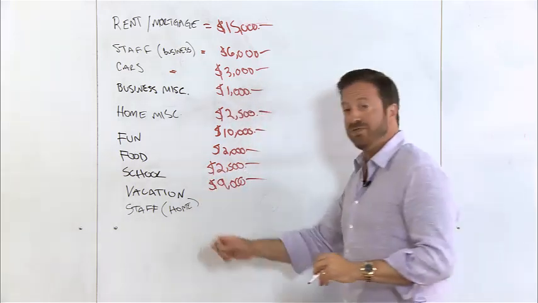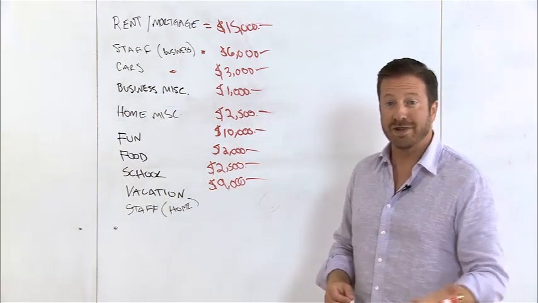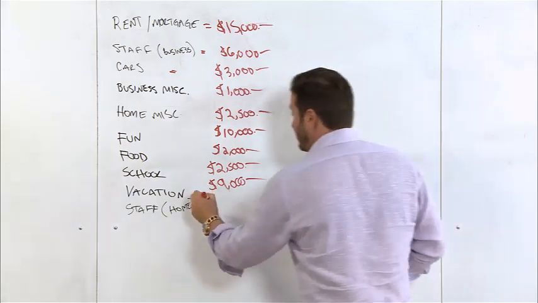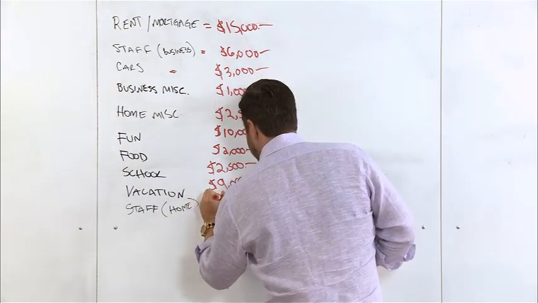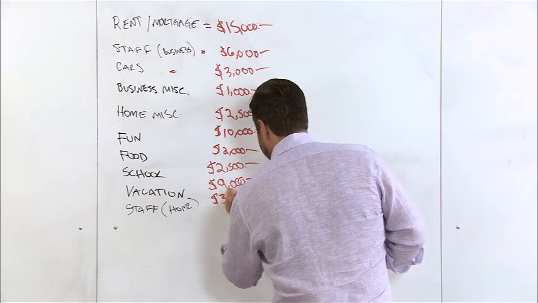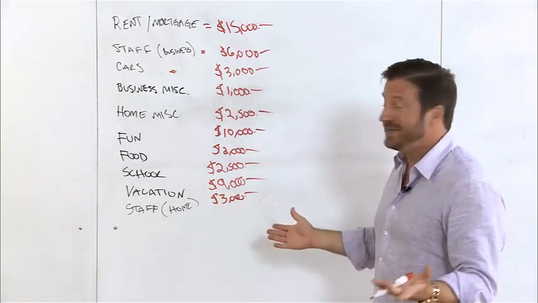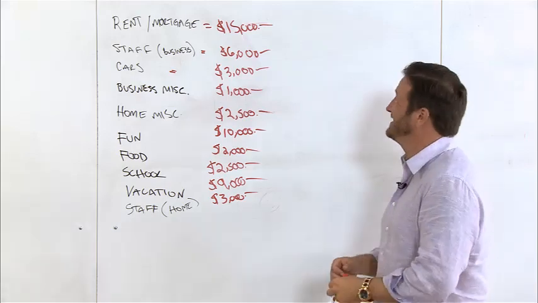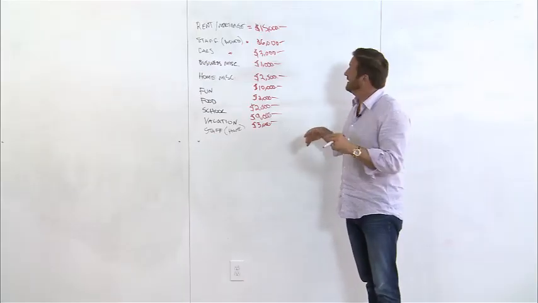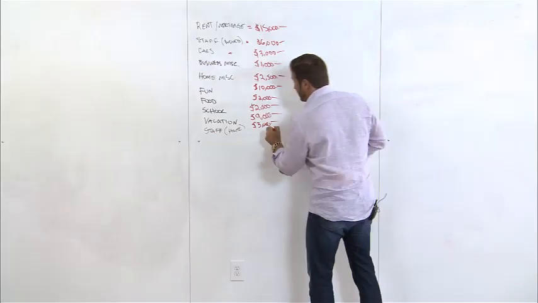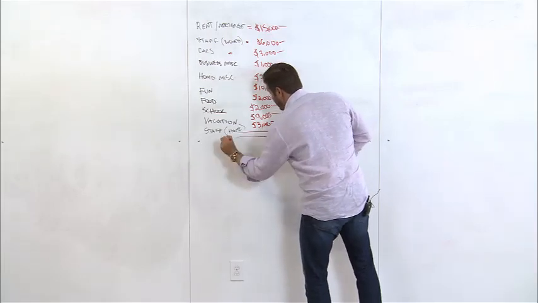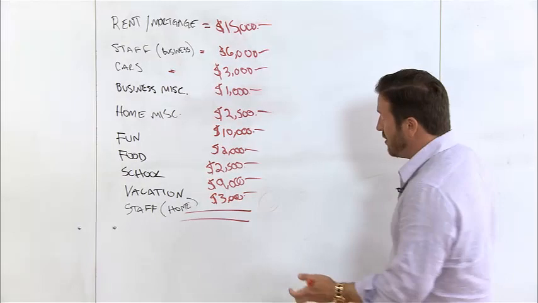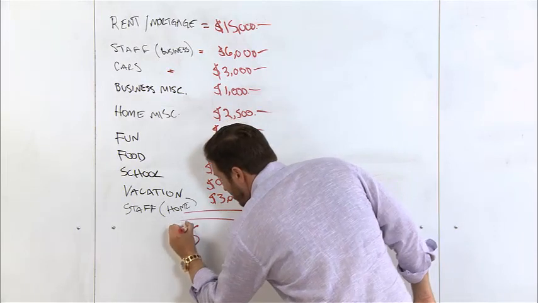Okay, and then home staff. You got you one of them nannies, you got you one of them maids, whatever it may be. We'll figure 3,000, right? Now, probably this is a lot more than anyone in their right mind is going to spend and budget. But hey, what the hell, right? So now it's time to add all of this stuff up and get this total, okay? Right, add it all up. This is $54,000 a month.